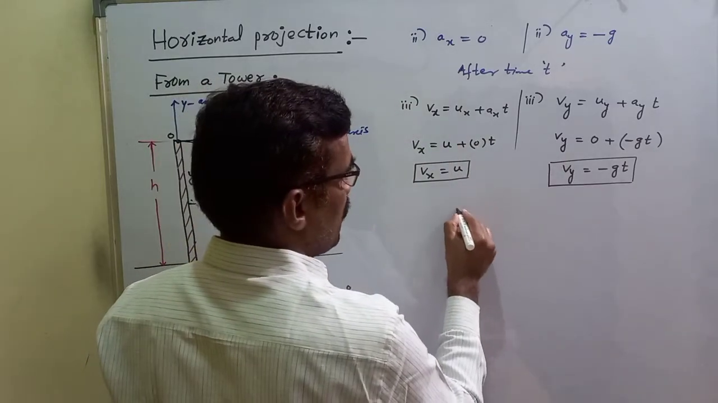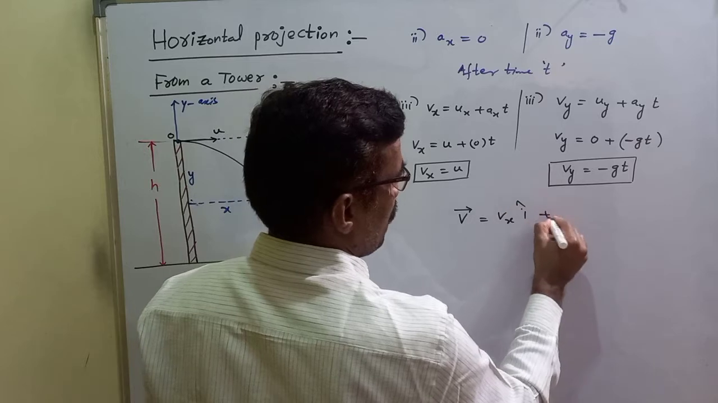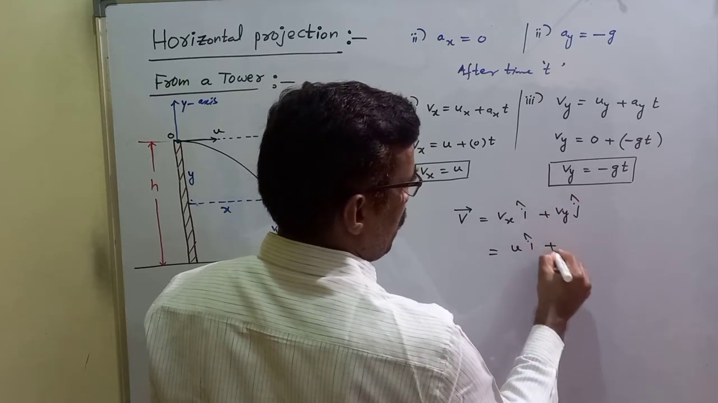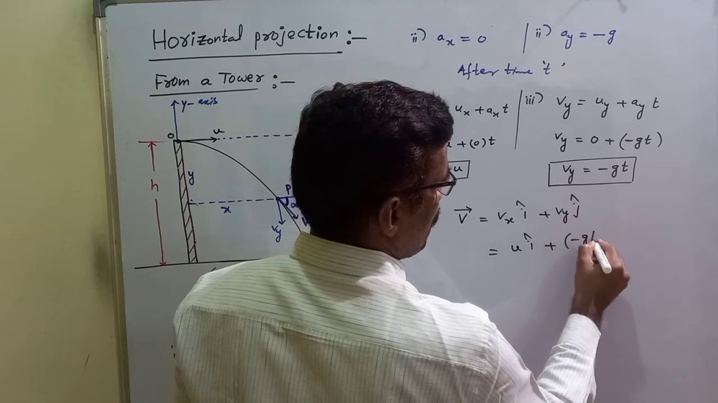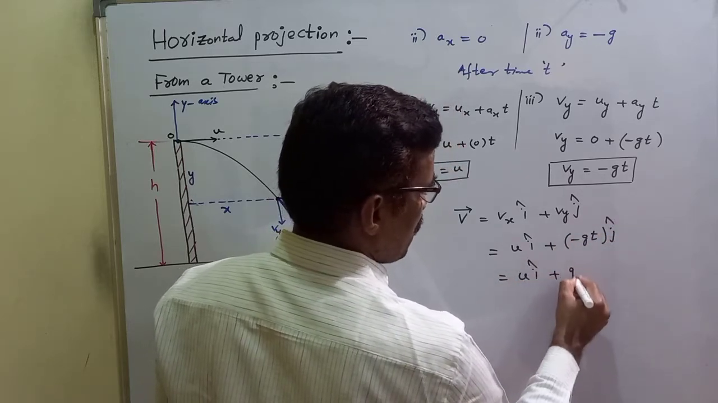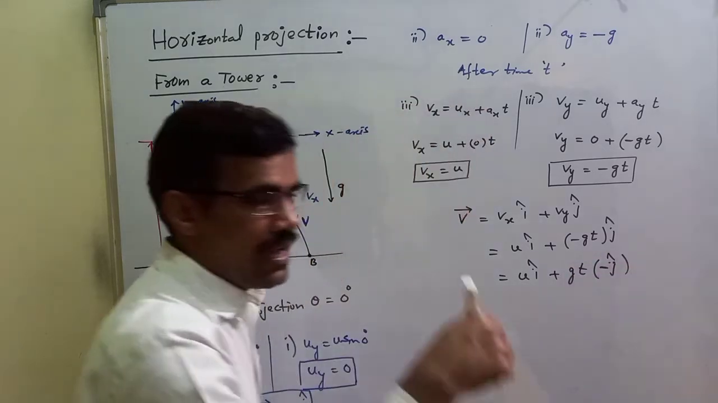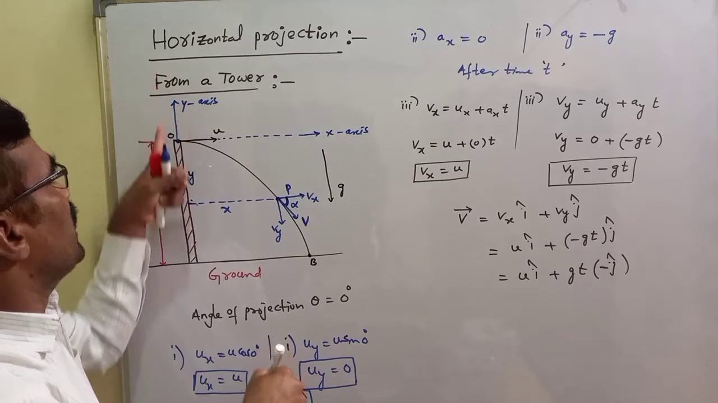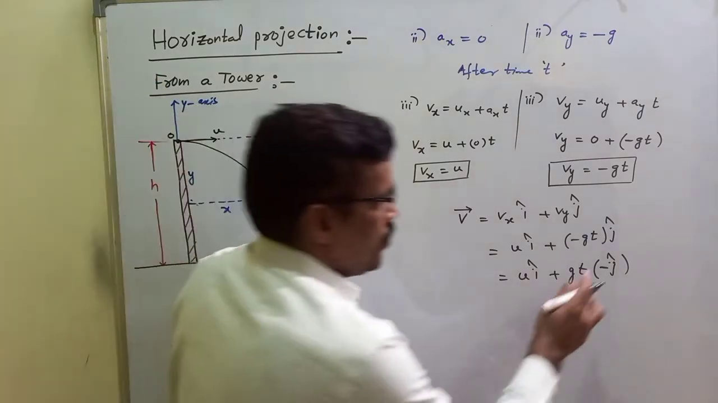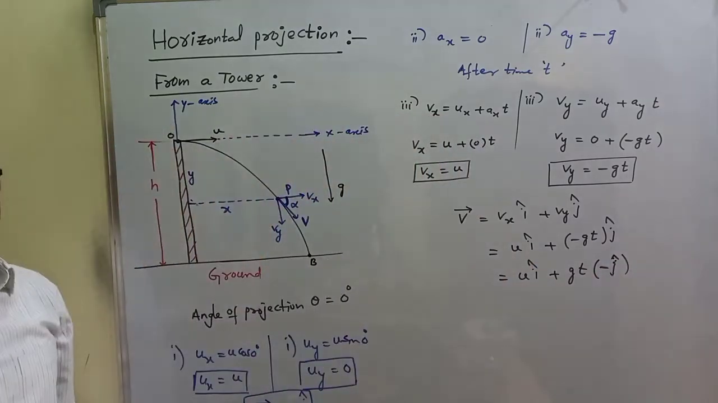In vector form, v bar is equal to Vx i cap plus Vy j cap. Vx is u i cap, and Vy is minus gt j cap, which is equal to u i cap plus gt into minus j cap. Minus j cap is a unit vector along the vertical. This is the y direction, and minus j cap is the unit vector vertically downward.